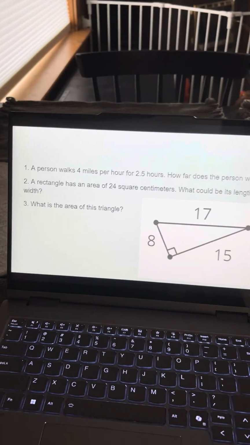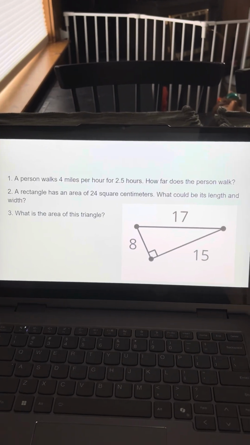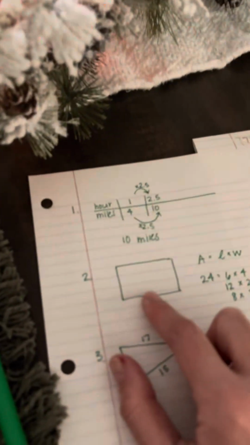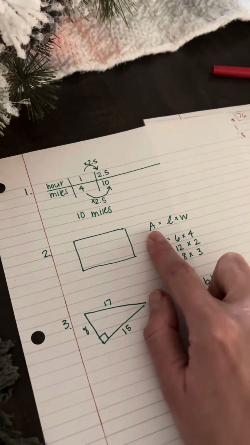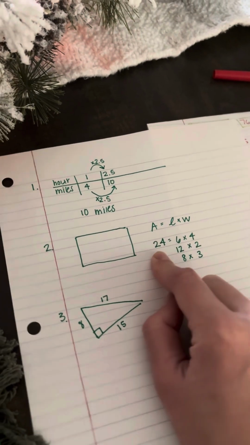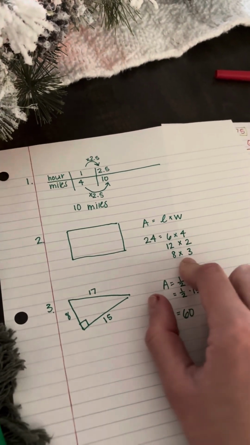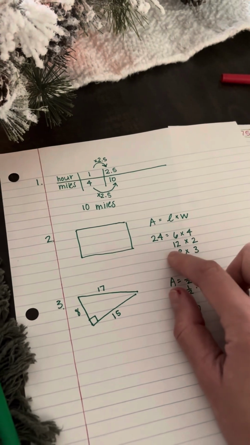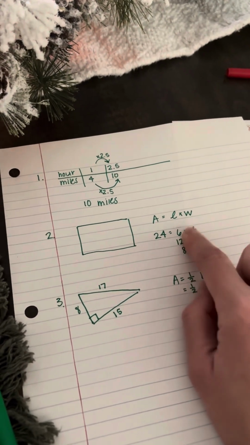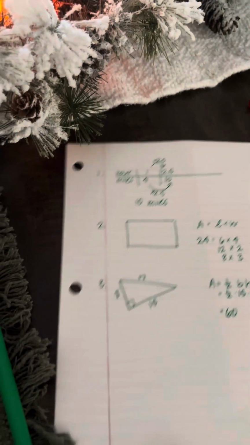Number two, a rectangle has an area of 24 square centimeters. What could be its length and its width? Well, if we're looking at a rectangle, we know to find the area, we do length times width. So if the area is 24, there's a few different ways I could do it. I can either do 6 times 4, 12 times 2, or 8 times 3. So any of those combinations could be the length and width.